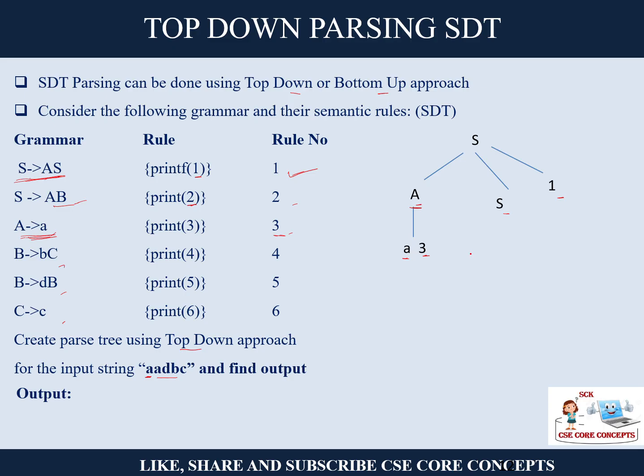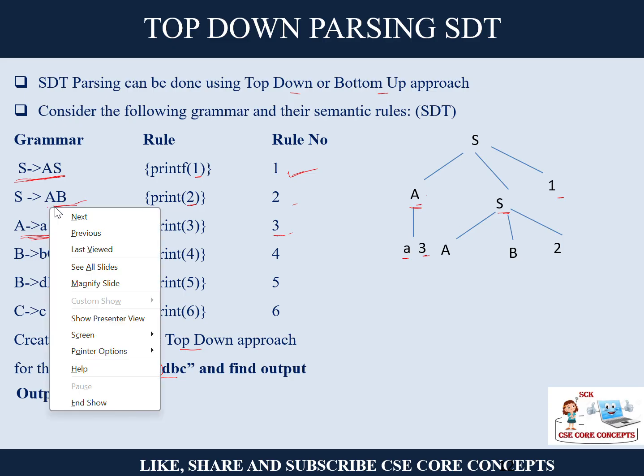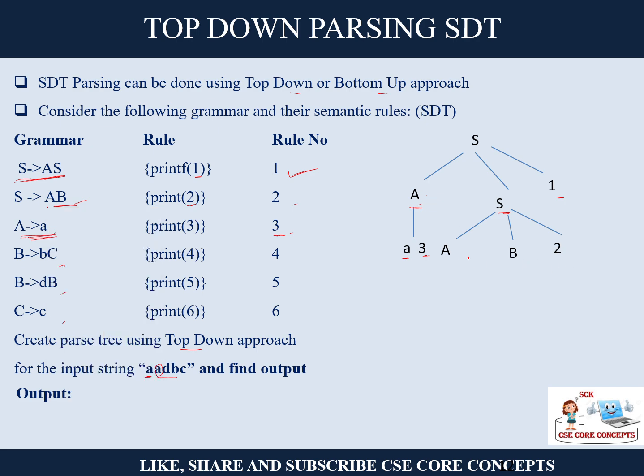Now the next element of the string is small a. So this part is over. Now from this S, again I have to derive small a. So again I will be using the next rule. I can use the next rule because here also AB is there. So I can use AB because in the later part I have dbc, so of course I require B. I cannot again go with A and S. So A, B and rule number 2.